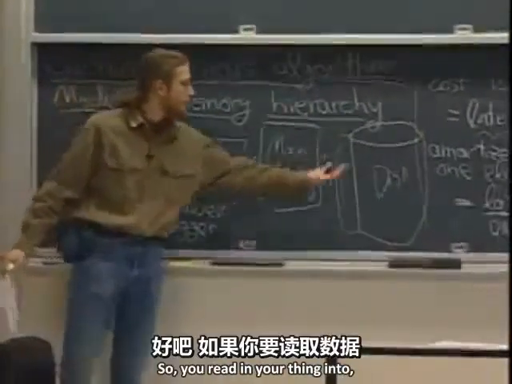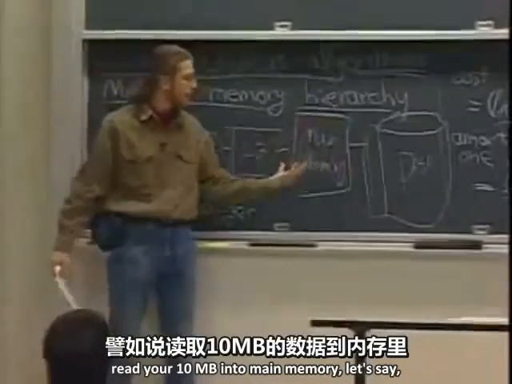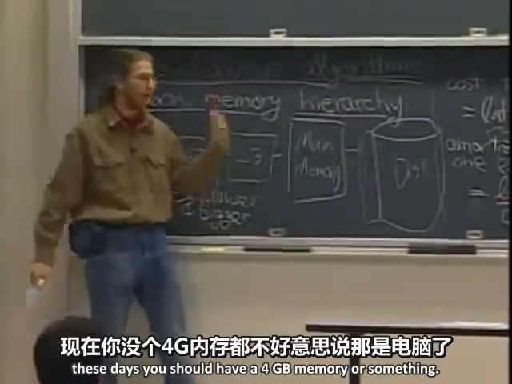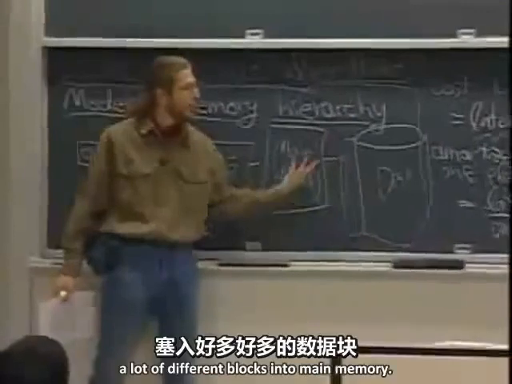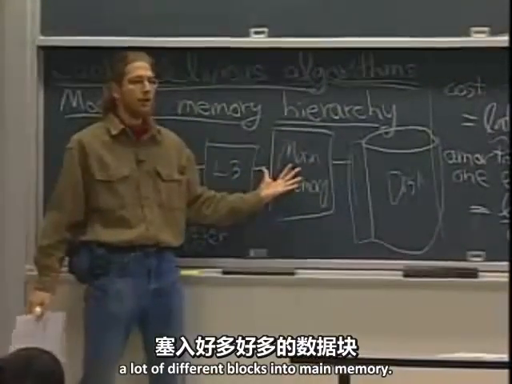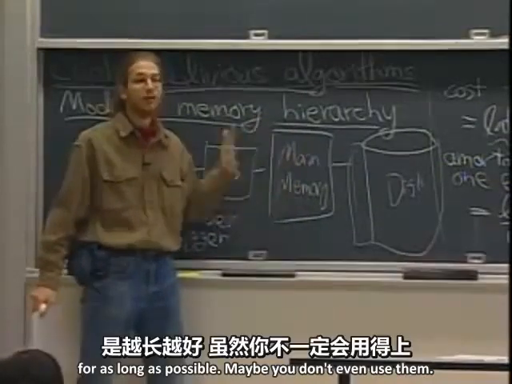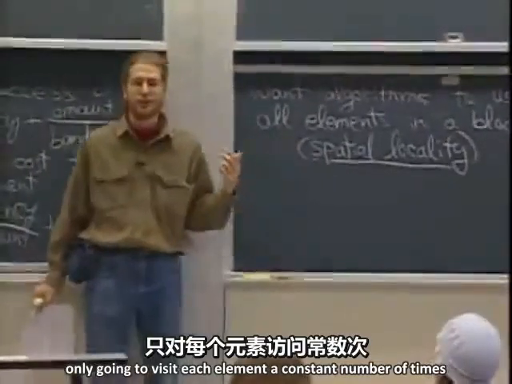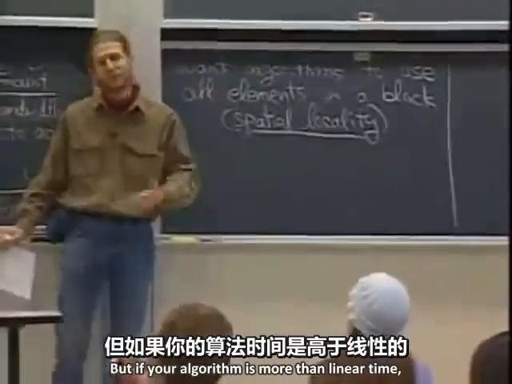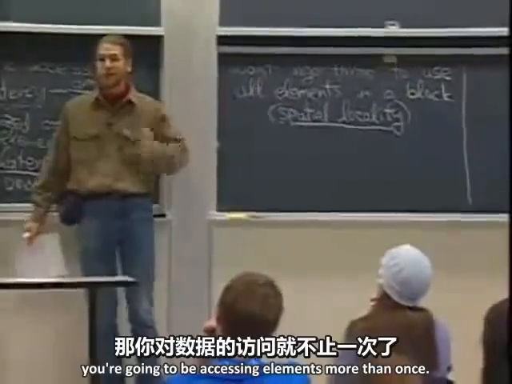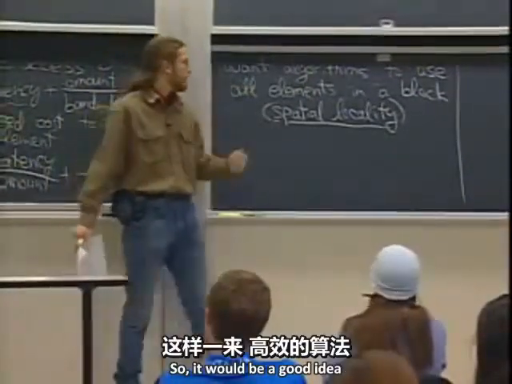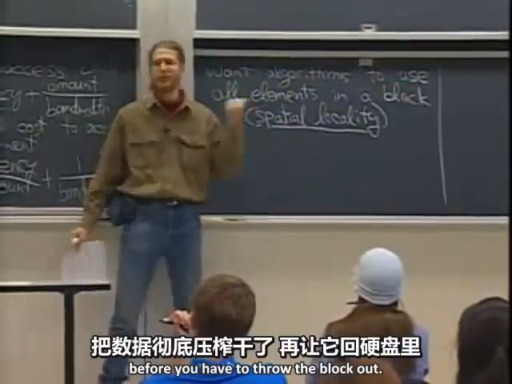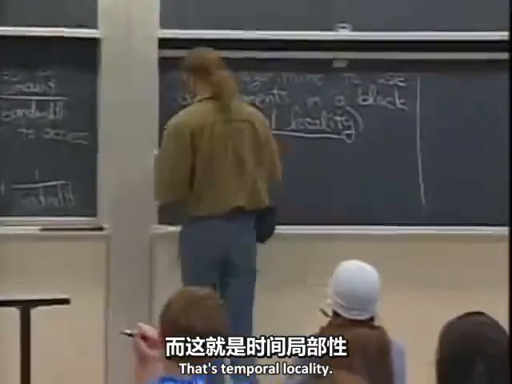There's another issue, though. You read your 10 megabytes into main memory, let's say. And your memory these days should be at least 4 gigabytes or something, so you can read in actually a lot of different blocks into main memory. What you'd like is to use those blocks for as long as possible. If you have a linear time algorithm, you're probably only going to visit each element a constant number of times, so this is enough. But if your algorithm is more than linear time, you're going to be accessing elements more than once. So it would be a good idea not only to use all the elements in the block, but use them as many times as you can before you have to throw the block out. And that's temporal locality.